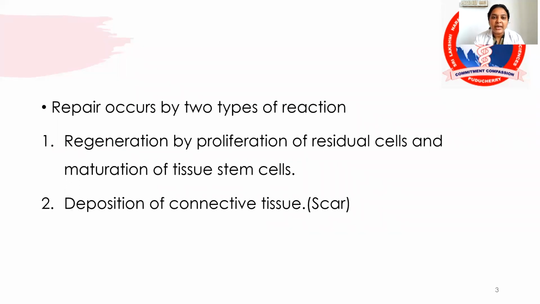Generally, repair occurs by two types of reaction, which can either be regeneration by proliferation of residual cells and maturation of tissue stem cells, or by deposition of connective tissue, which is otherwise known as scar. These tissue stem cells have the totipotency capacity. That is, they can give rise to an enormous number of cells. They can differentiate into various cells present in the body.